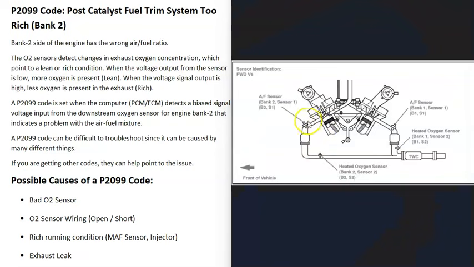So the first thing to do when you get this code is to go locate the bank 2 oxygen sensors on your particular vehicle. It can be a good idea to get a diagram for your particular vehicle to know where everything's laid out. For example, this is a 2007 Camry with a 3.5 liter V6. And bank 2 sensor 1 is going to be located right here. It's going to be located before the catalytic converter, and it's going to be called the upstream oxygen sensor. And the bank 2 sensor 2 oxygen sensor, also called the downstream oxygen sensor, is going to be located right after the catalytic converter or right on it. But the first thing to do is to locate these sensors.